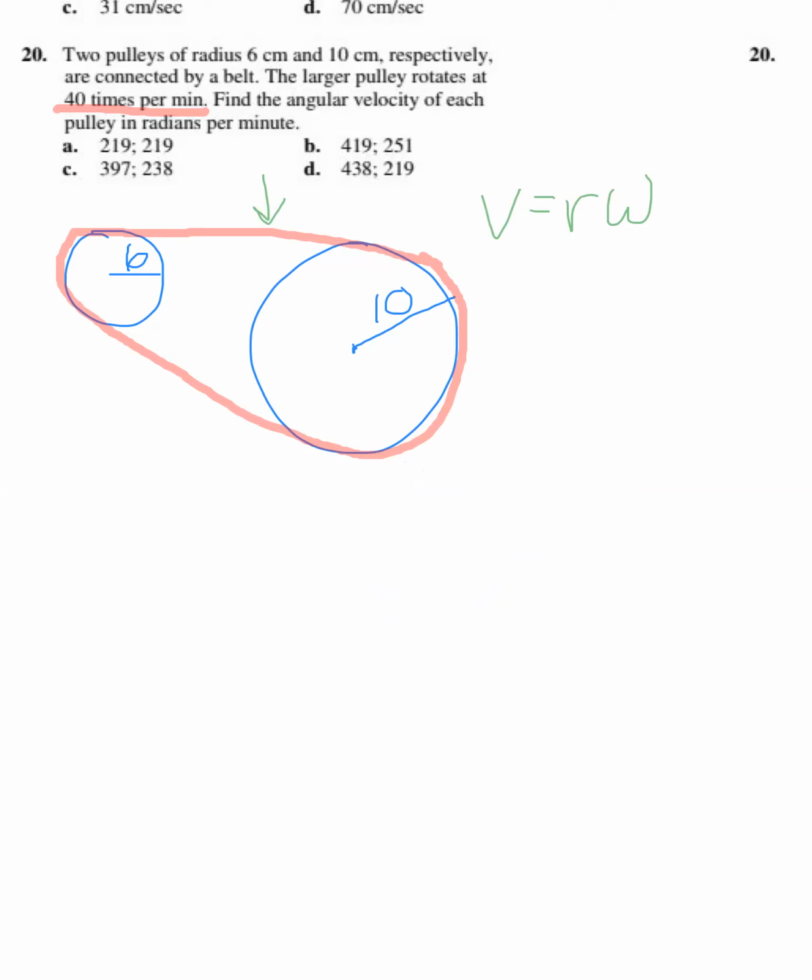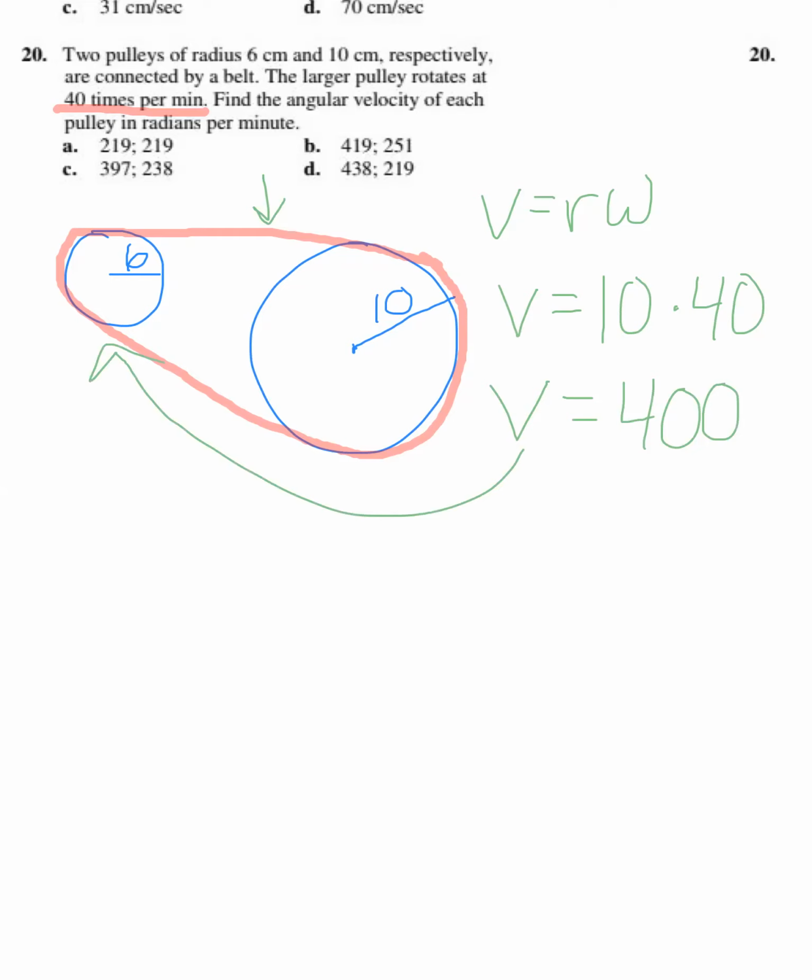Okay. So V equals, for the big one, its radius is 10, and it's spinning 40 times a minute. So the velocity of that one's going to be 400. So the velocity of this one has to be the same. So I'm going to do V equals RW for this one. Oh no, none of this is right. I'm so sorry. It's okay. I don't know why I'm having such a, because you get the 419. I know, remember I had to convert something though.